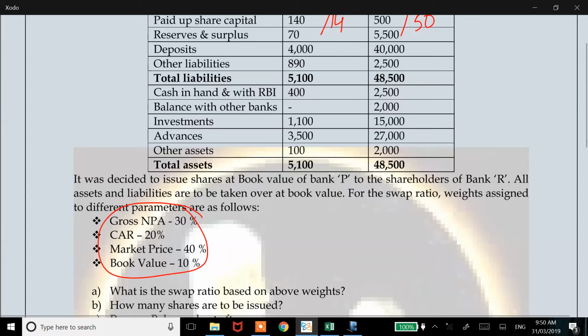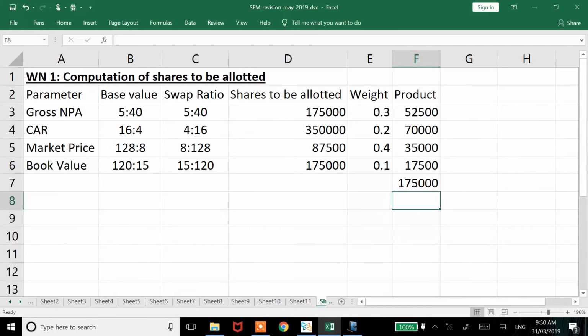They asked for the swap ratio. Swap ratio is 1,75,000 is to 14 lakhs, that is 175 is to 14. Swap ratio finally is 1,75,000 is to 14 lakhs.